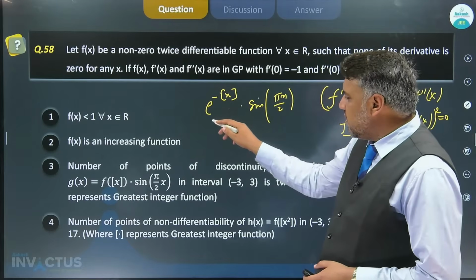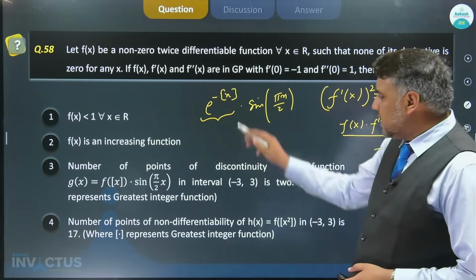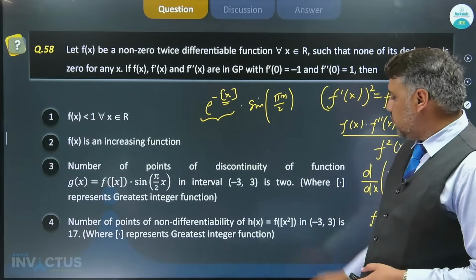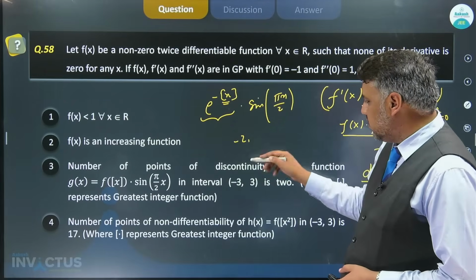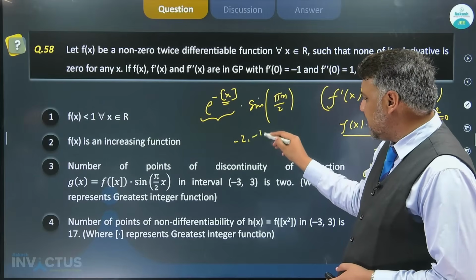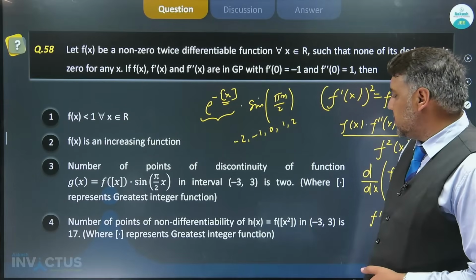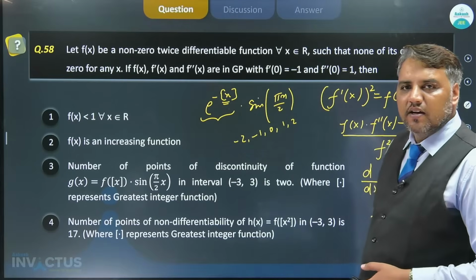Now the function will be discontinuous due to this portion only, and this will be discontinuous whenever x crosses some integer. So from -3 to 3, x is equal to -2, -1, 0, 1, 2. x will cross these 5 integers in this interval. So at these 5 points, this portion will be discontinuous.